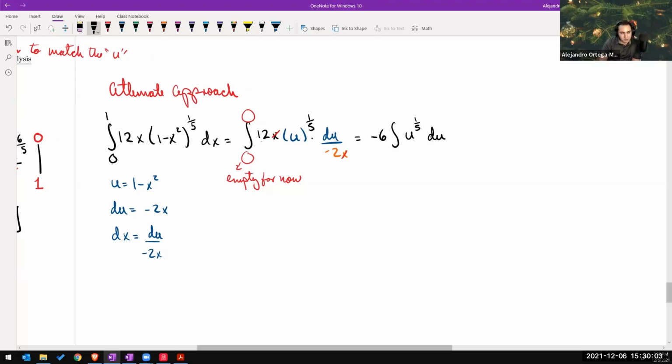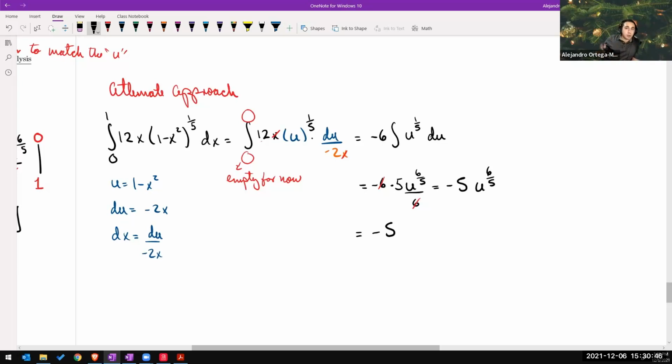We do the antiderivative for this one, which we saw right now that it was -6 u to the 6/5, if I'm not mistaken, over 6/5. And we cancel the 6's. So we're left with just the -5 u to the 6/5. Okay, now this is where it's different, guys. Or this is now where we're actually putting in the bounds.